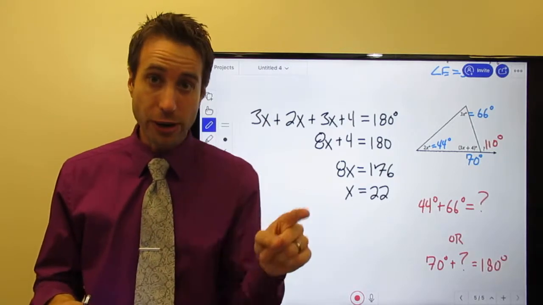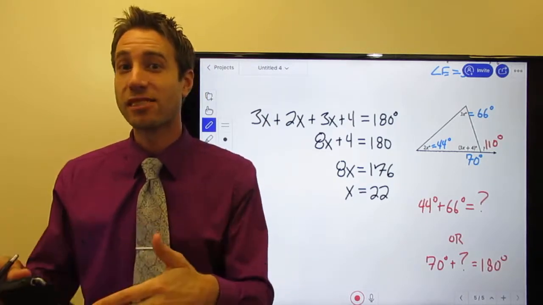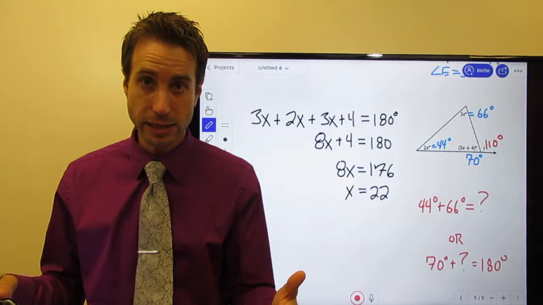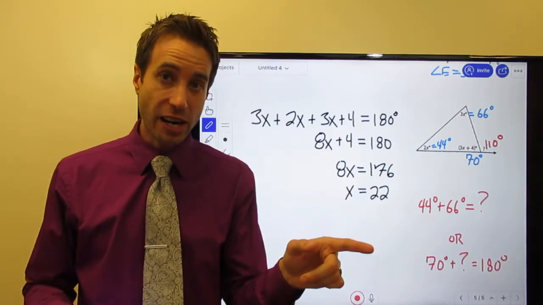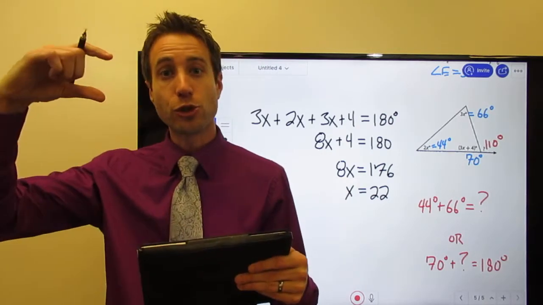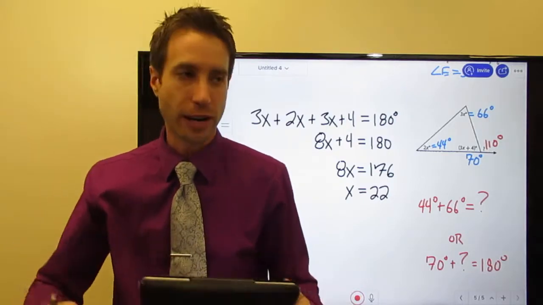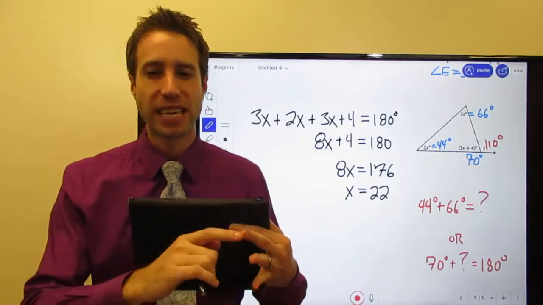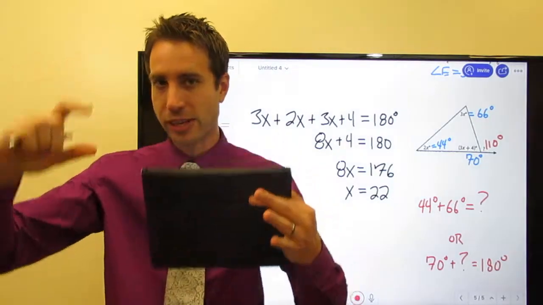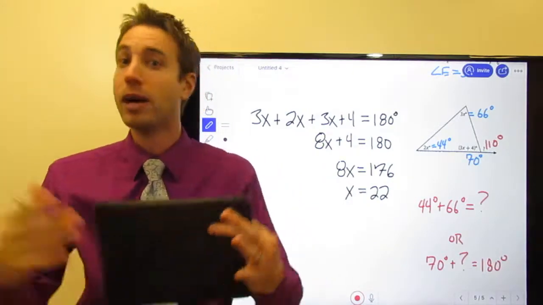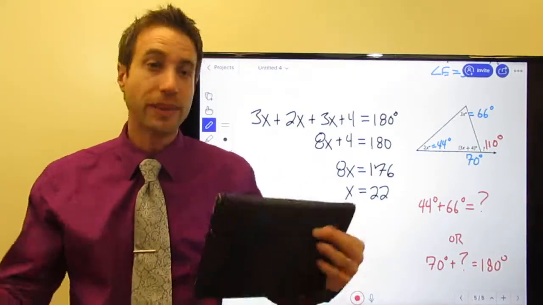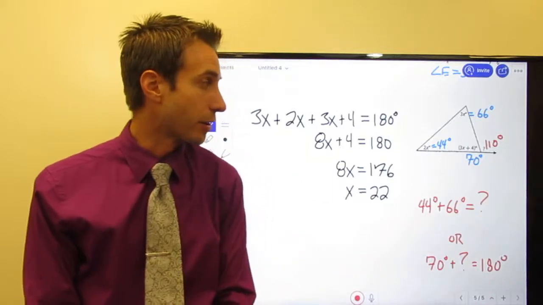Guys, again, the big ideas here are simply this. The interior angles of a triangle must sum to 180 degrees. The exterior angle of a triangle is equal to its two remote interior angles. Remote just simply being a fancy way of saying find the two angles farthest away from your exterior angle, opposite your exterior angle, and add them together. That'll get you that exterior angle.